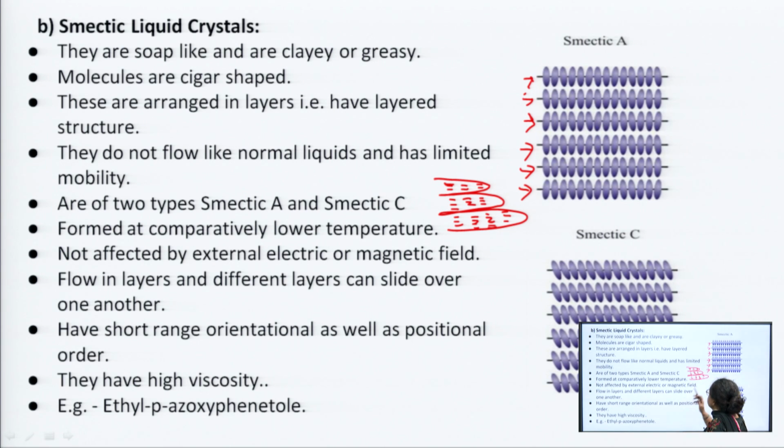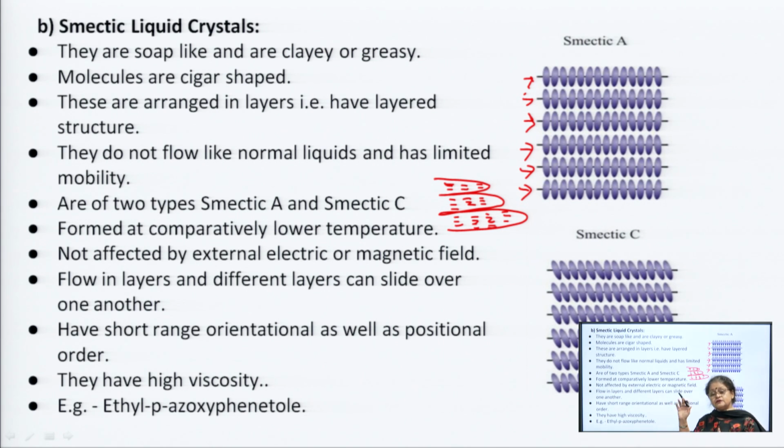They are of two types, smectic A and smectic C. You can see both. In smectic A, you will see the straight arrangement. Smectic C has a slightly tilted arrangement. They are not affected by external electric or magnetic field because they still maintain their crystalline nature, flow in layers, and different layers can slide over one another, and that is why they are slippery or slimy in nature. They have short range orientational as well as positional orders, and they have high viscosity. They are flowing but still not like nematic liquid crystals, which have quite a free flow in them.